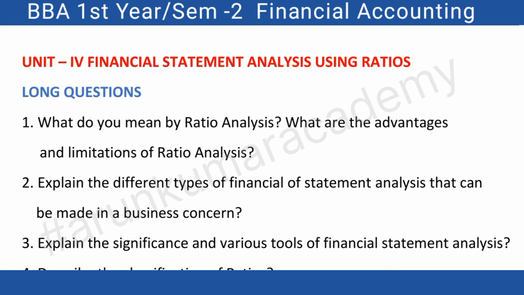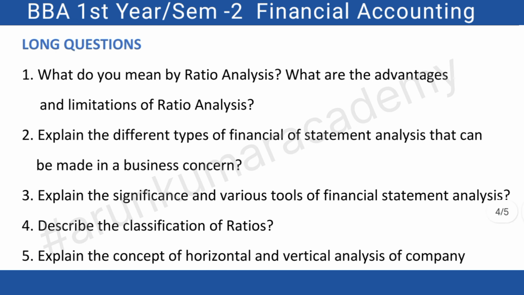Now we'll see the question number 1. What do you mean by ratio analysis? What are the advantages and limitations of ratio analysis? Ratio analysis is a technique of analysis and interpretation of financial statements. So it plays a significant role in ascertaining the financial performance. Question number 2. Explain the different types of financial statement analysis that can be made in a business concern. So financial statement analysis is a process of analyzing companies' financial statements for decision making purpose.